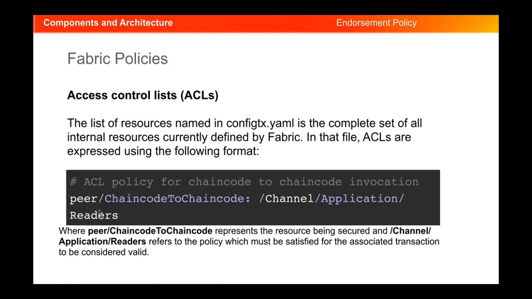As you can see here, peer/ChaincodeToChaincode represents the resource that is being secured, and the right-hand side, which is the value part, /Channel/Application/Readers, refers to the policy which must be satisfied for the associated transaction to be considered valid.